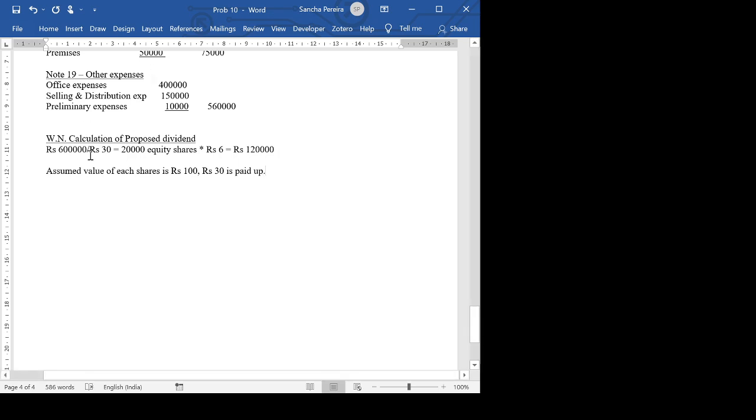So that's why I'm assuming this 6 lakhs is collected by paying 30 rupees per share. I want to know how many shares there are. So I get 20,000 equity shares, multiply that by rupees 6, and I get a total of 1,20,000. This is my proposed dividend.